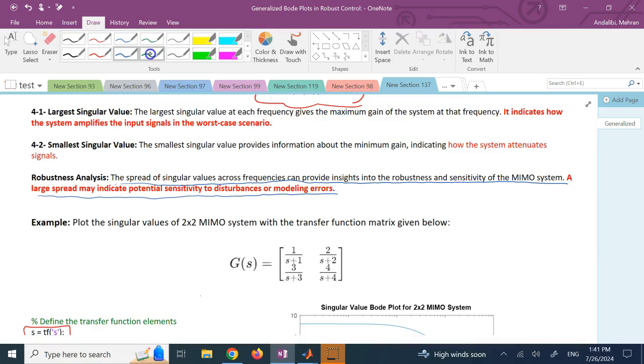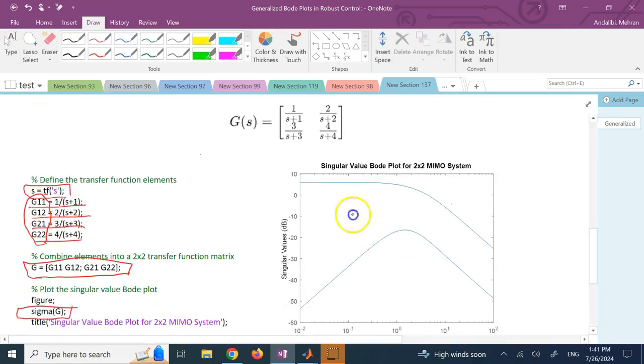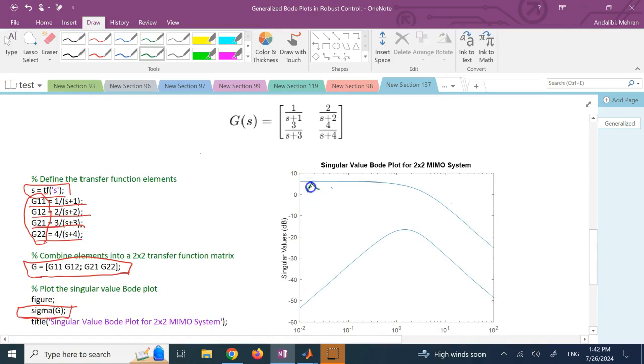Why is that? And what does a spread mean? It means when the gap between sigma max and sigma min is huge like that, this is a large gap, that means the difference between sigma min and sigma max is huge. But here the gap is small. So here the system magnification does not change significantly.